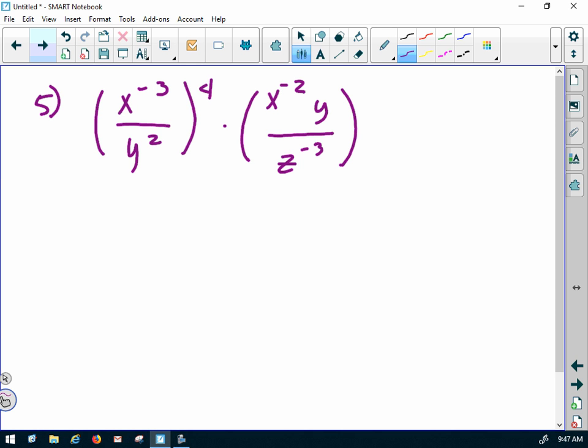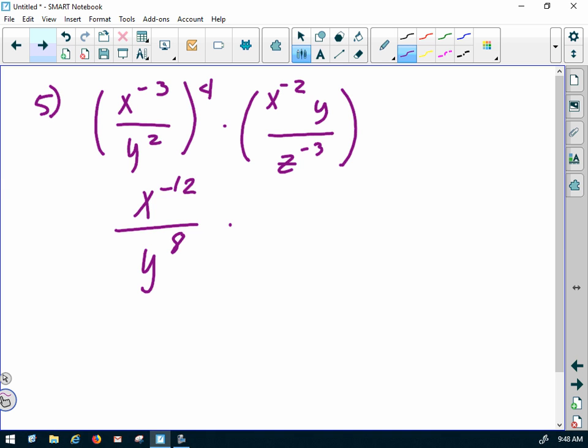Now, here we go. Again, different ways I can do it can all lead to the right answer. Look at that first set there, that first mess. Multiply by 4, so that would be x to the negative 12 over y squared raised to the 4th power. This is y to the 8th power, times.